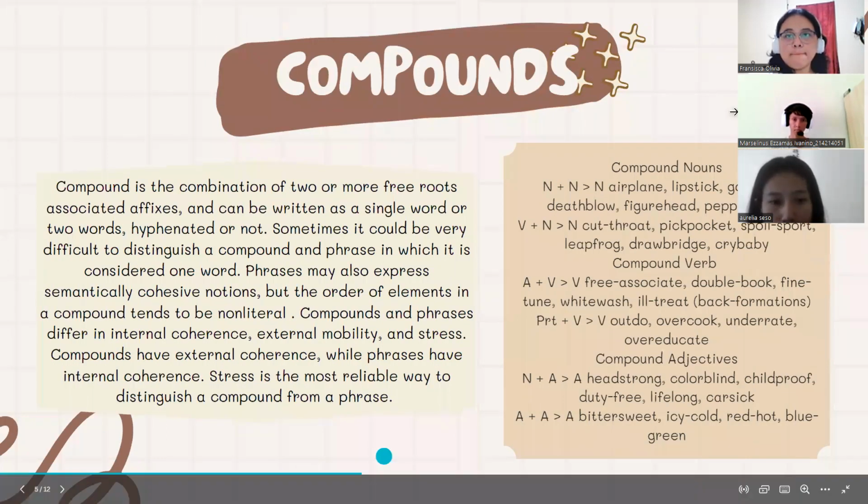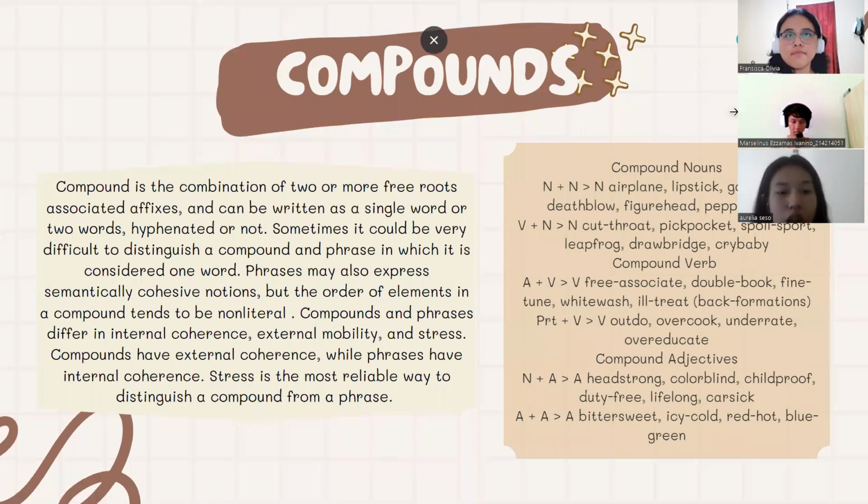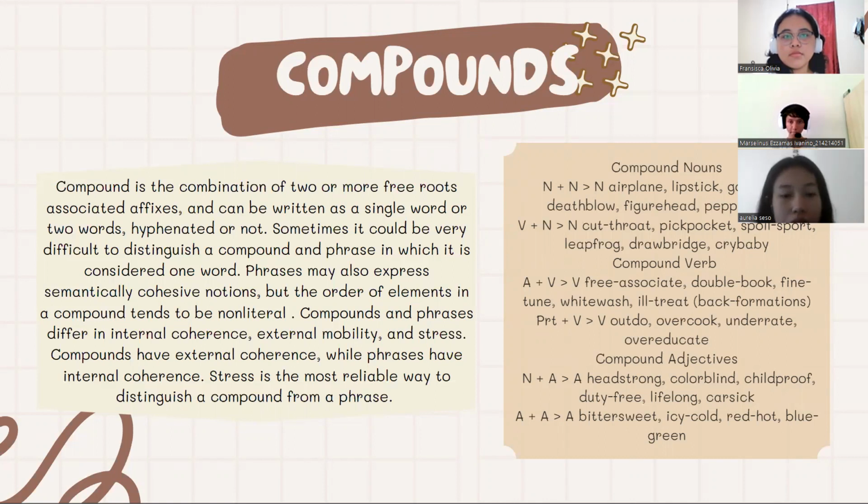Okay, I'm going to discuss compounds. A compound is the combination of two or more free words, which may be associated with affixes, and can be written as a single word or two words, hyphenated or not. Sometimes it could be very difficult to distinguish a compound from a phrase. Phrases may also express semantically cohesive notions, but the order of elements in a compound tends to be non-literal. Compounds and phrases differ in literal coherence, external mobility, and stress. Compounds have external coherence, while phrases have internal coherence. Stress is the most reliable way to distinguish a compound from a phrase.